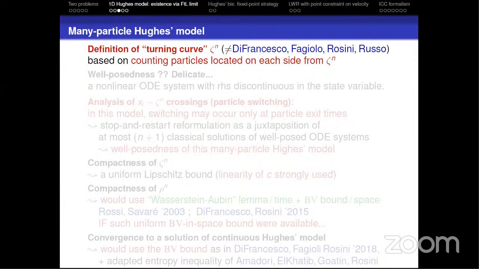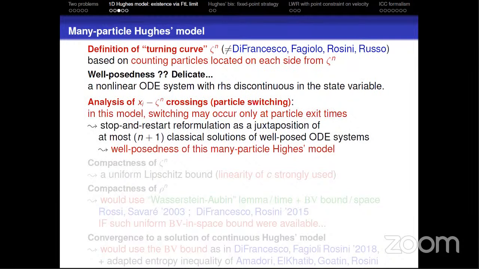So what occurs here is that with a fine analysis of crossings of particle paths with this turning curve, which can be seen as particle switching, so a pedestrian that decides that he was moving forward and then he sees there are too many people there, the exit is clogged, I should go back to the other side, it is better. So this is the main feature we want to capture. And this crossing, this switching, may only occur at particle exit times. So when a pedestrian leaves the corridor, the counting changes, and then another pedestrian decides, no, now there is one person less there, I will go there.